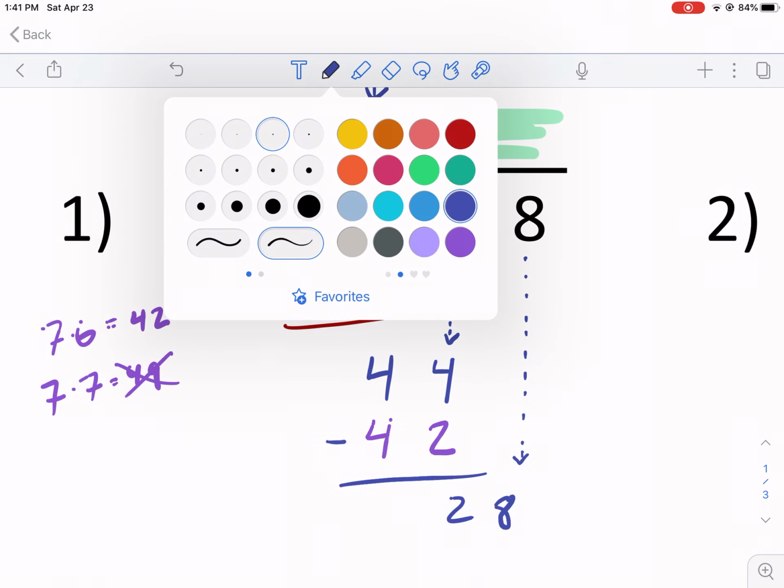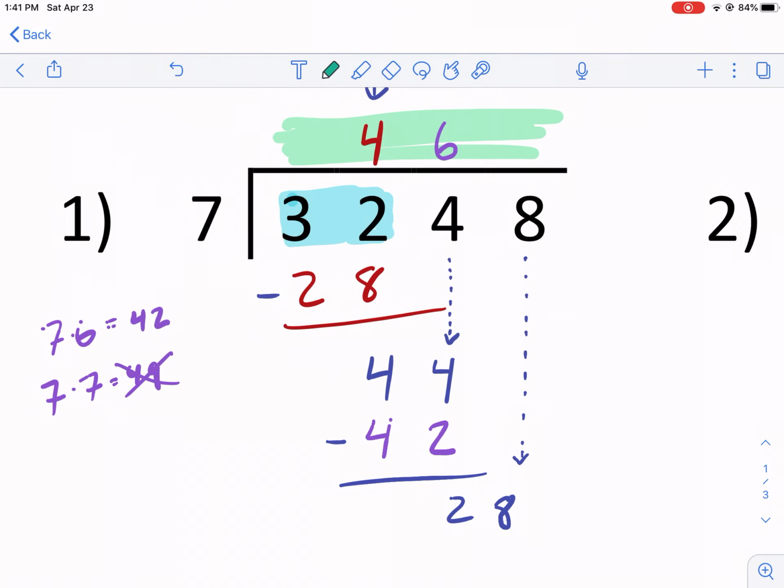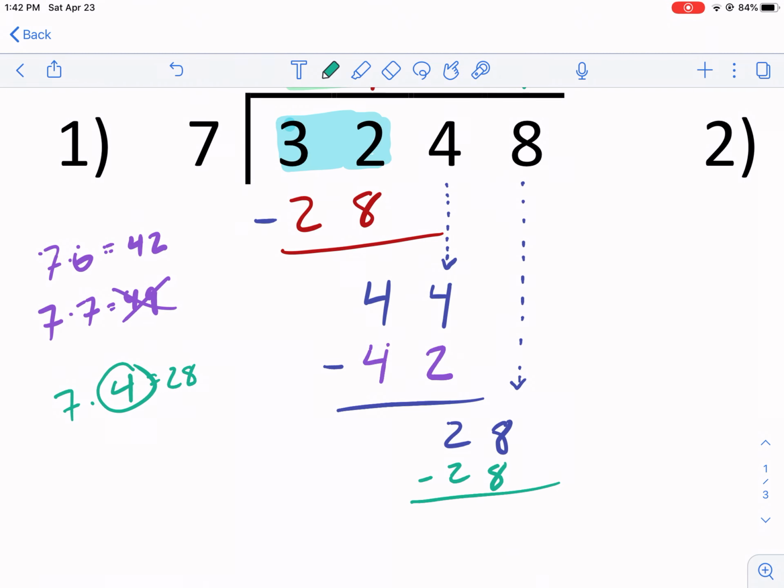Let's choose, what color? Let's go with this green. So I'm trying to say, okay, 7 times what equals 28? And this one, lo and behold, is a perfect number. 7 times 4 equals 28. It's a whole number. So I'm going to write 4 there because it goes in evenly. It goes into 28, where that 8th digit is, perfectly. Okay? And what you do is same process. Even though it's exact, we're going to follow that same process, and we get 0.